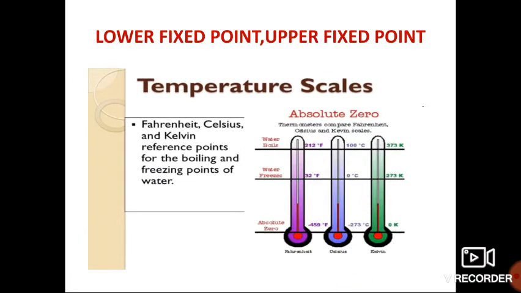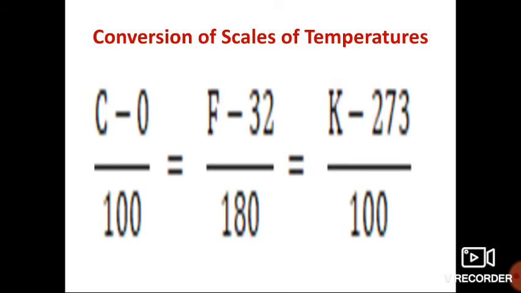The next one, conversion of scales of temperature. To convert Celsius to Fahrenheit or Fahrenheit to Kelvin or Kelvin to Celsius, use this formula. C minus 0, the lower fixed point, divided by 100, the difference between the upper and lower fixed points, is equal to F minus 32, where 32 is the lower fixed point, divided by 180, the difference between lower and upper. That is equal to K minus 273, the lower fixed point, divided by 100, the difference between upper and lower.